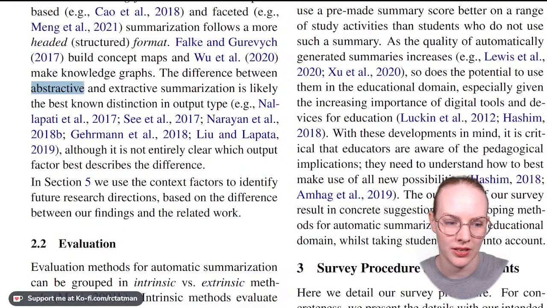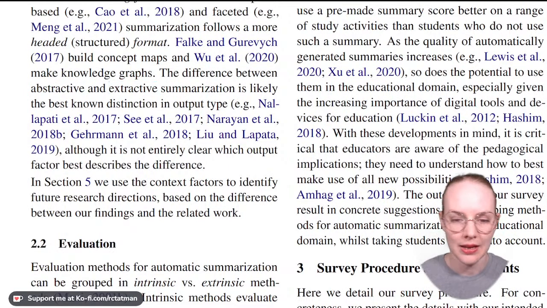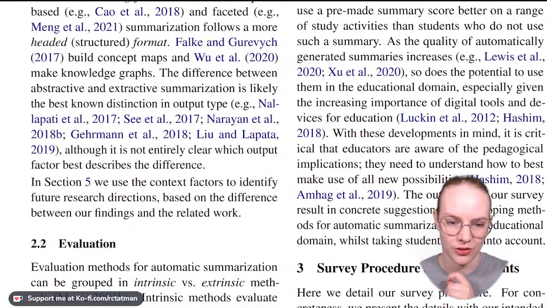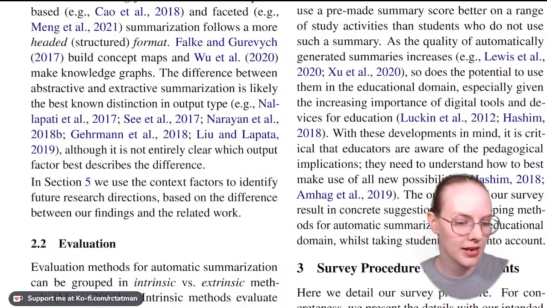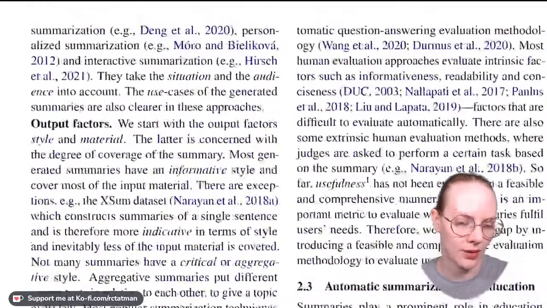So abstractive is you sort of rewrite the text in a shorter way, and extractive is you select bits of the text and then place them together. In section 5, we use the context factors to identify future research discussions based on the difference between our finding and the related work.